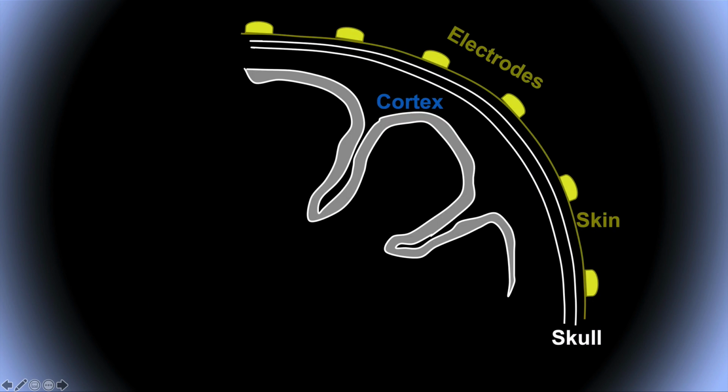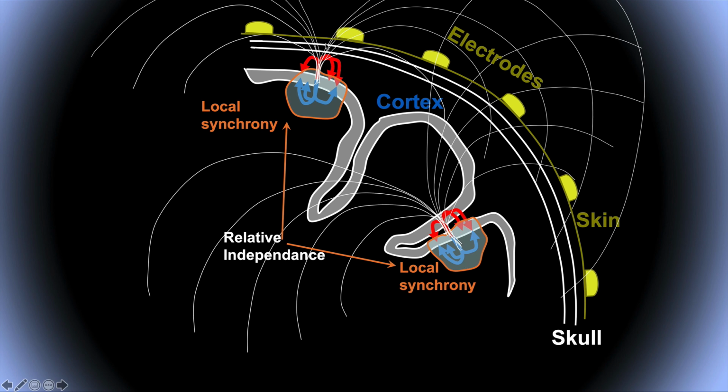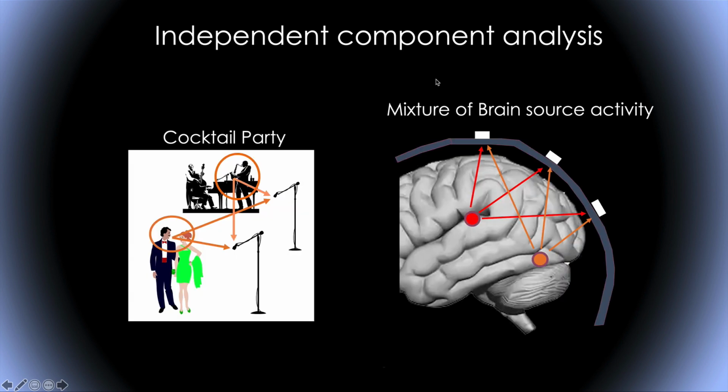So it's the same principle for EEG, where we have electrodes here instead of microphones. And then here is a representation of the cortex, the skull, and the skin. So if we have an EEG source here, a patch of local synchrony that projects to different electrodes, and then we have another patch here that projects to the same electrodes, it's similar to having different conversations projecting on different microphones. So in this case as well, we can apply ICA.